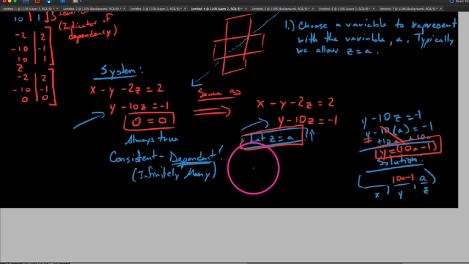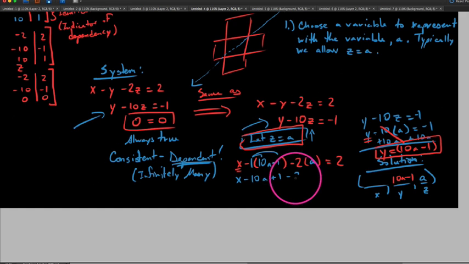Now we're going to go back and find x in terms of a as well. We're going to say x minus y minus 2 times z is equal to 2, where z is equal to a. We said y in terms of a is 10a minus 1. We're going to solve for x here in terms of a. So the first thing I want to do is simplify. Because I have a negative in front of the set of parentheses here, this becomes x minus 10a but plus 1. Here we get minus 2 more a's equal to 2. And when we combine these a's together, we get x minus 12a plus 1 equals 2.